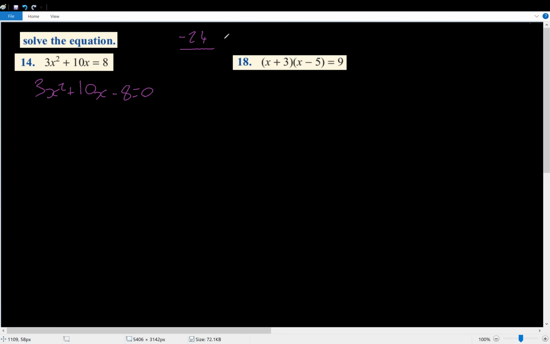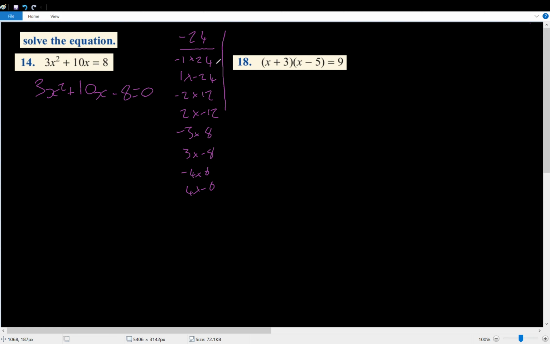Now we're going to list the factors of 24, and what we're looking for is a pair of factors that will multiply to give us minus 24, but will sum to give us plus 10, because 10 is the coefficient of x in the middle here. So the factors of minus 24 are minus 1 times 24, or 1 times minus 24, or minus 2 times 12, or 2 times minus 12, or minus 3 times 8, 3 times minus 8, or minus 4 times 6, and 4 times minus 6.